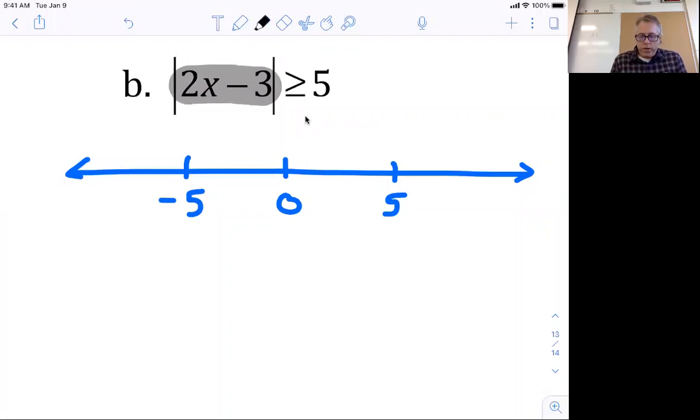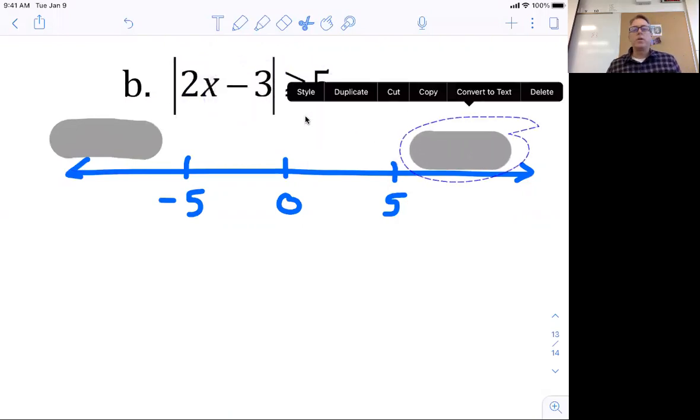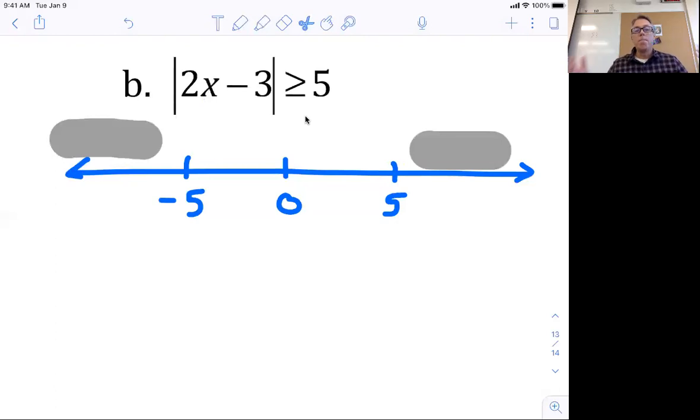We want this 2x minus 3. Okay, so let's imagine we didn't know it was 2x minus 3. Whatever's underneath that black blob, we want that to be here, or we want it to be over here, because those black blobs are more than 5 units away from 0. Well, remember, the stuff that is inside there is 2x minus 3. So we're going to write two equations and then solve them.